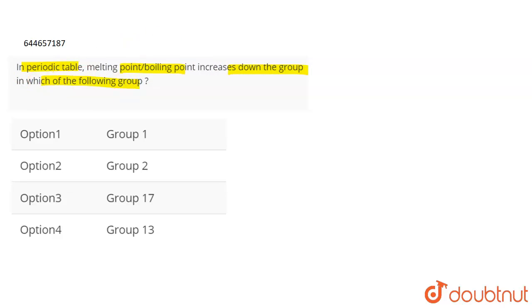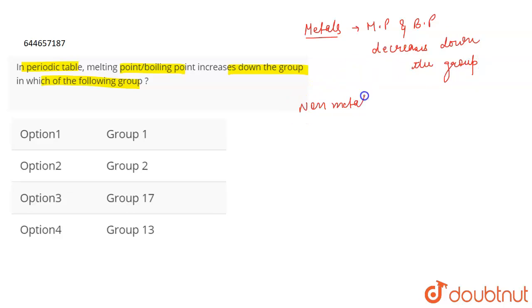The question is, in the periodic table, melting point and boiling point increases down the group in which of the following groups? So if we talk about a general trend of melting and boiling point, in the case of metals, the melting point and the boiling point generally decreases down the group. Right? It generally decreases down the group. Whereas in the case of non-metals, the melting point and boiling point increases down the group.